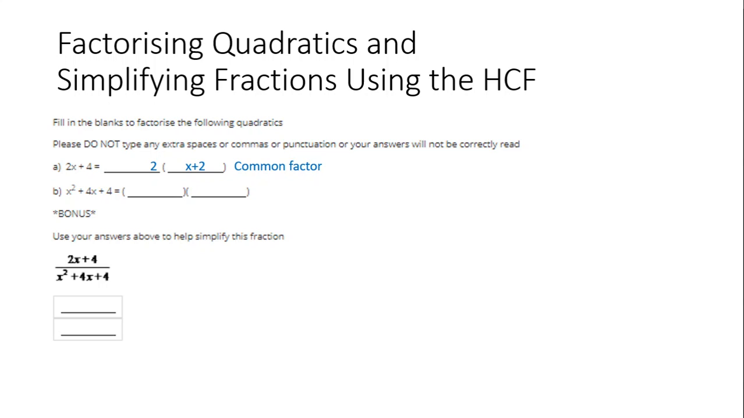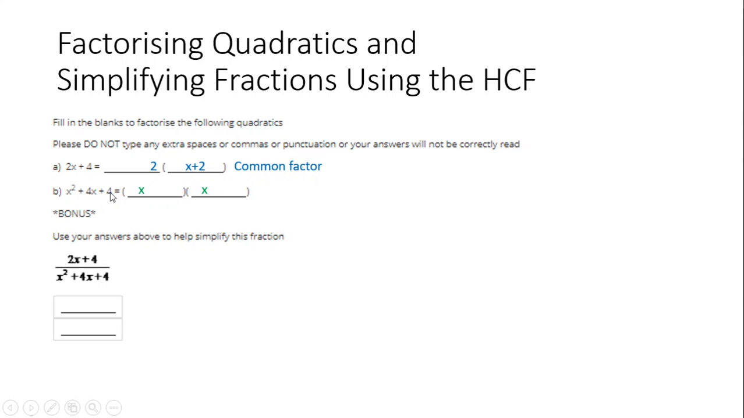This next expression is a quadratic. It's got an x squared term, a number term, and in the middle it's got a number and an x term. I want to find two numbers that multiply to make 4 and add to make 4. What two numbers multiply to make 4?